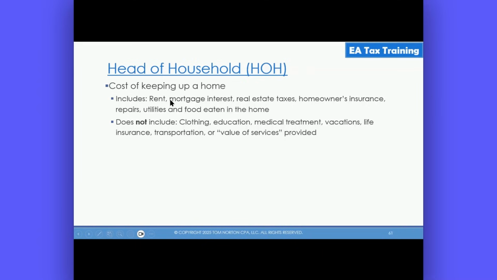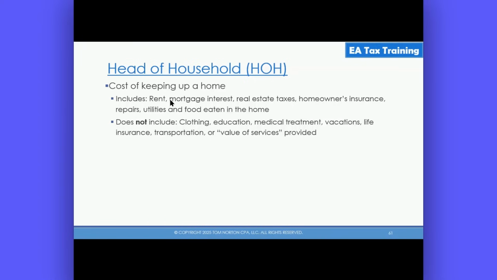Cost of keeping up a home. So when we talk about head of household, remember the person had to pay more than half the cost of keeping up a home. So what does that mean? The cost of keeping up a home means the rent, mortgage interest, real estate taxes, homeowners insurance, repairs, utilities, and food that's eaten in the home, so not food out in restaurants, but food in the home, is considered part of the cost of keeping up the home.